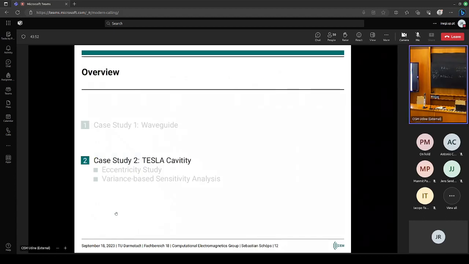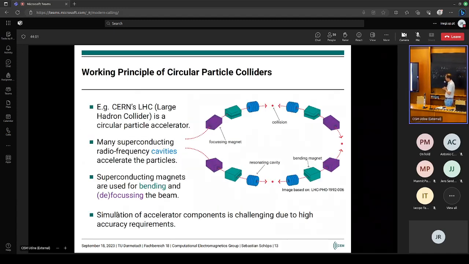All right. Okay. Second case study that I'd like to discuss. As I said before, I will do the eccentricity study, and I will try to do the physics quite shortly. So the topic is accelerator physics.